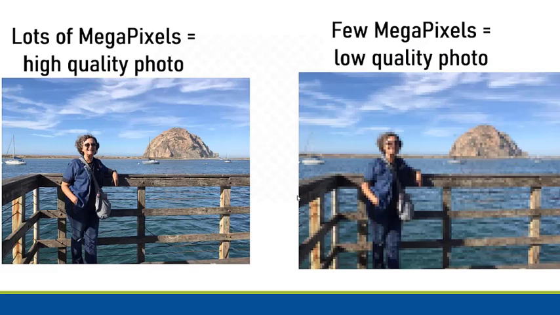So lots of megapixels means high photo quality. Few megapixels means low photo quality, like this one, and this is what's called being pixelated. There are very few pixels, so it looks blurry.